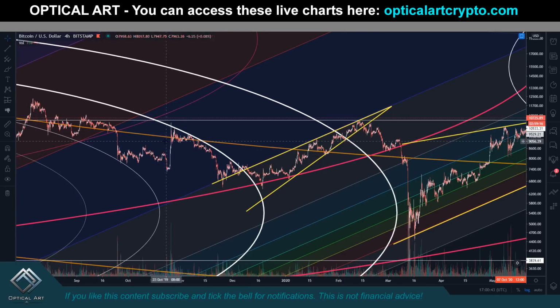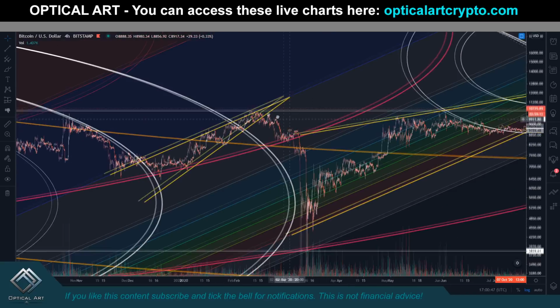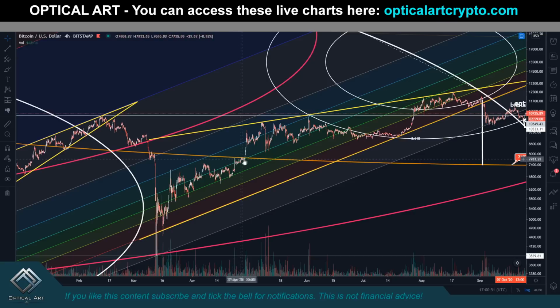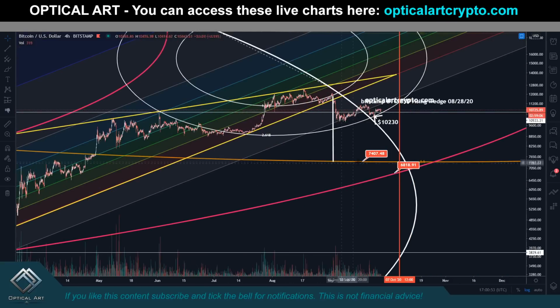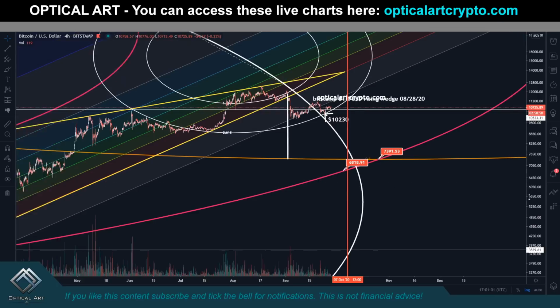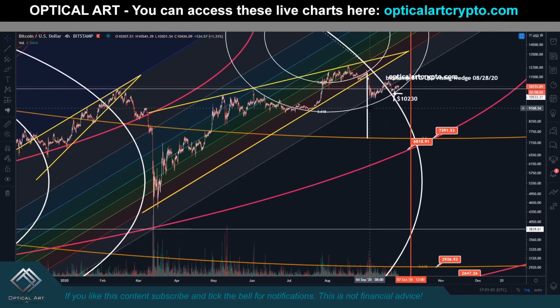We came up respecting this white ring. As soon as we broke this orange ring, we dropped. See, we came up, found support and resistance. We came up as resistance, dropped down. Notice as soon as we pushed above this orange ring, we pumped. So this is a very important ring right here. It intersects actually with this orange ring right here around 7,400. I do think we are coming down. This is a huge rising wedge.